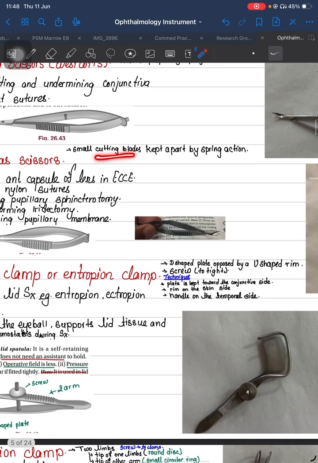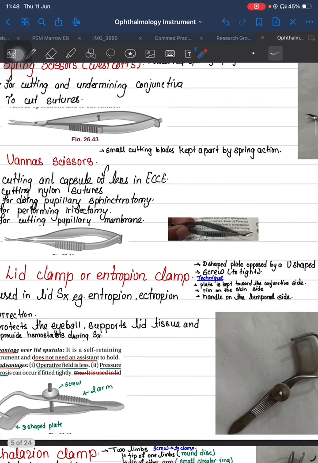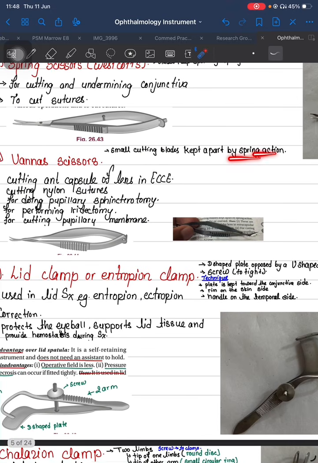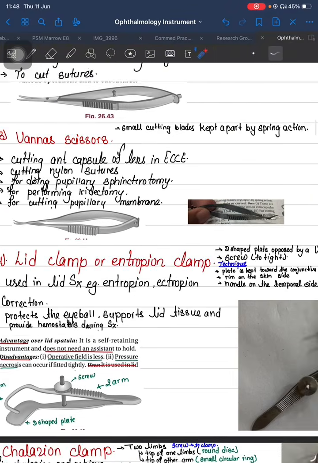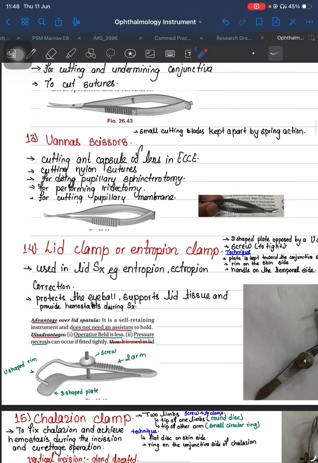It consists of a small cutting blade, as it is small in size and kept apart by its spring action. As scissor, it also contains the spring action. This one is the pen scissor. This is the small scissor. And what are the uses of pen scissor?